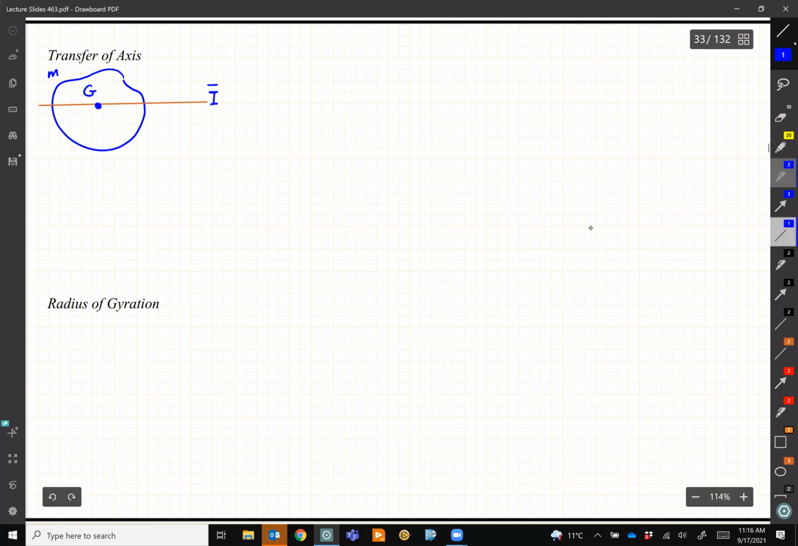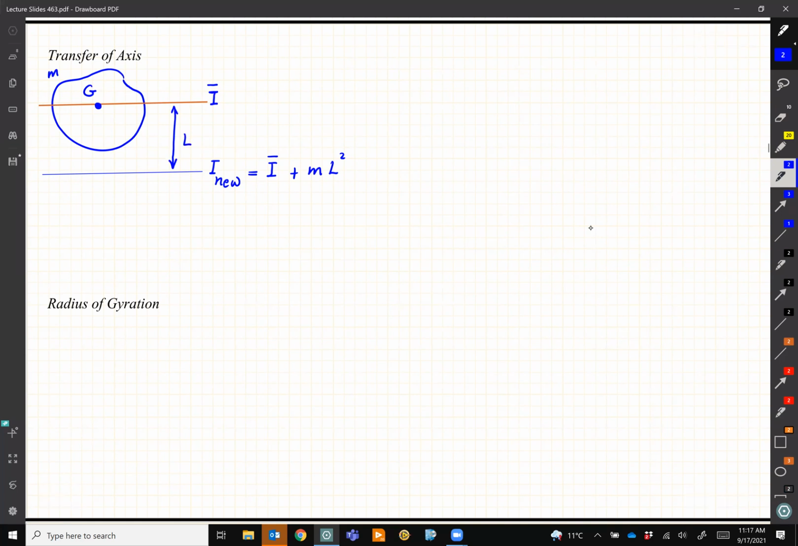And let's say for some reason I need I for a different point. Let's say this is the point that I need, and that point doesn't have to be on the mass itself, right? So new axis. So I would say I new is equal to I bar plus mass multiplied by the distance between these two parallel axes squared.